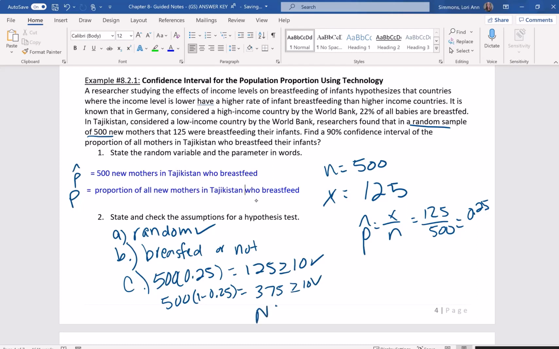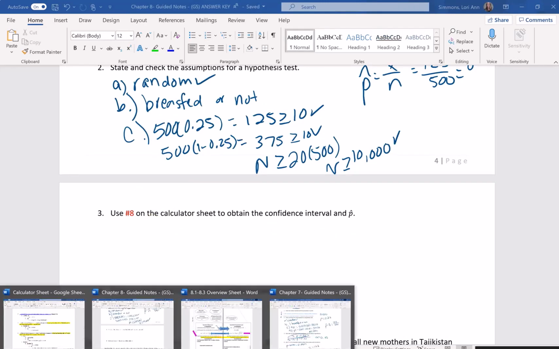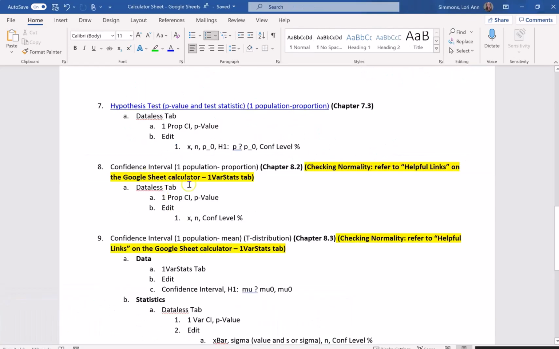And then capital N, your population is greater than or equal to 20 times your sample size. So N is greater than or equal to 10,000. And yes, we can assume there was more than 10,000 pregnant ladies in Tajikistan. We're going to move on to number 8 on the calculator sheet to obtain the confidence interval and p hat. If we go to the calculator sheet, we are number 8. You're going to go to the data list tab, the 1 proportion confidence interval p-value, and then we're going to edit the x, n, and confidence level percent.